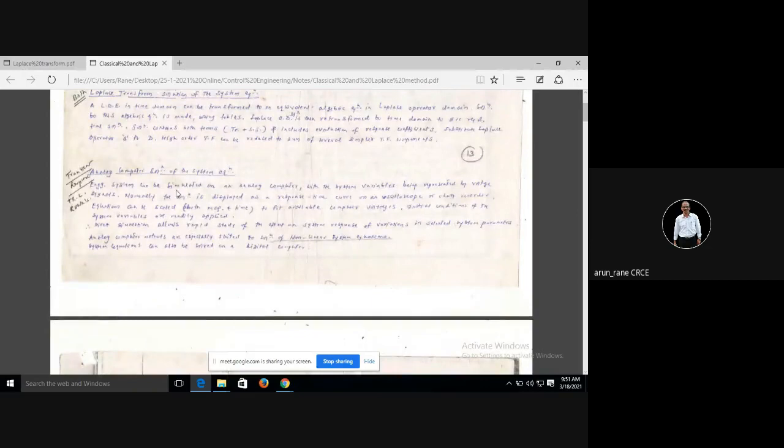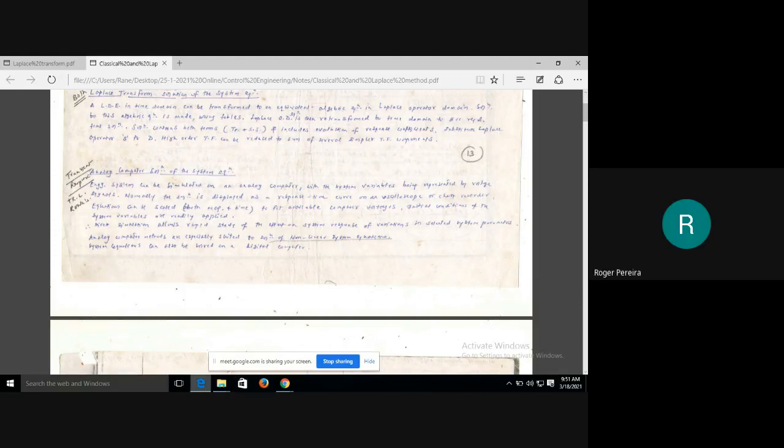Then you have the Laplace transform solution of the system equation. LDE means linear differential equation. A linear differential equation in the time domain can be transformed to an equivalent algebraic function. So you can transform that LDE into the Laplace operator domain solution, and for this you can take help of the tables.